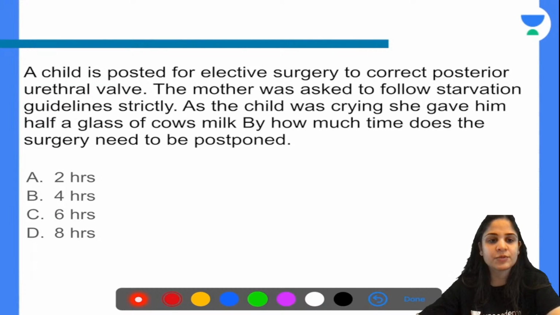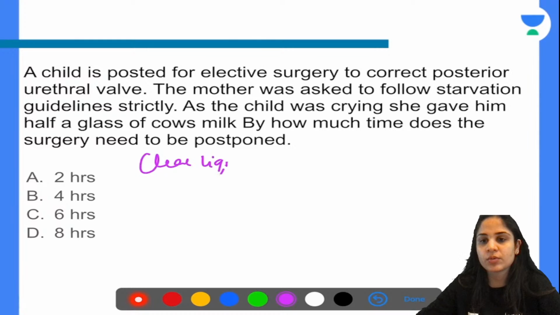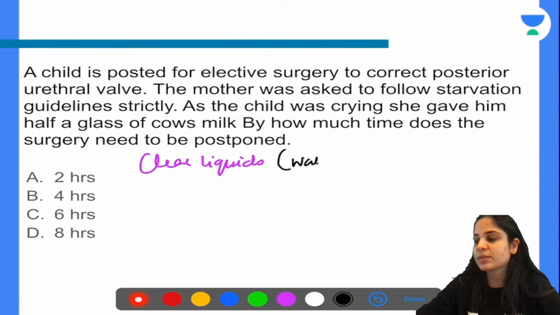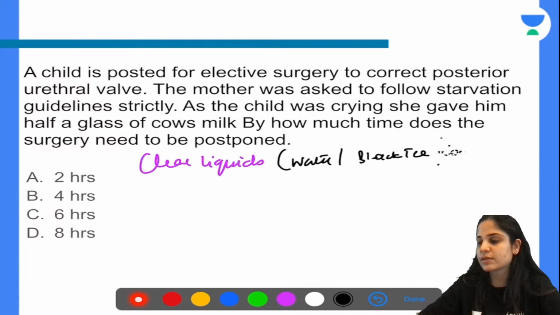Okay, there is a big confusion over here between 4 hours and 6 hours. So let's discuss the starvation guidelines of all the foods. What are the starvation guidelines for clear liquids? By clear liquids, I mean water, black tea or coffee, that is tea or coffee without milk, or even coconut water, but without the malai. The fasting guideline for clear liquids is 2 hours.